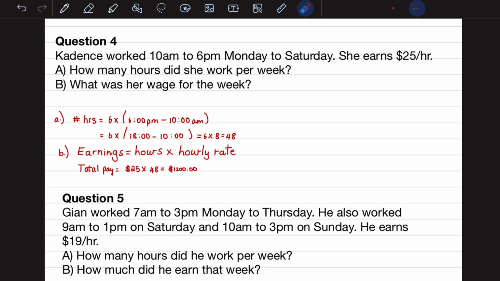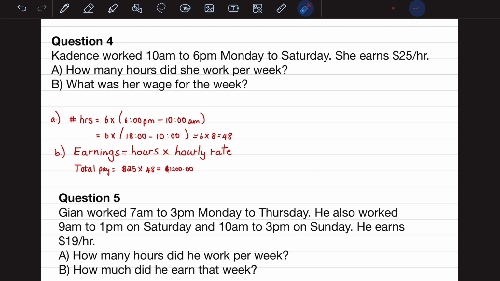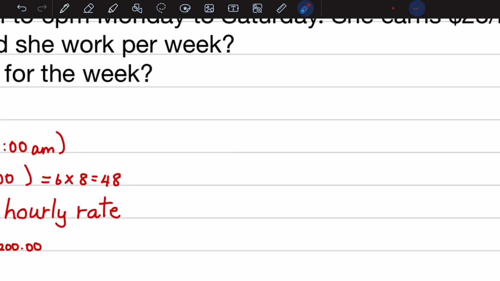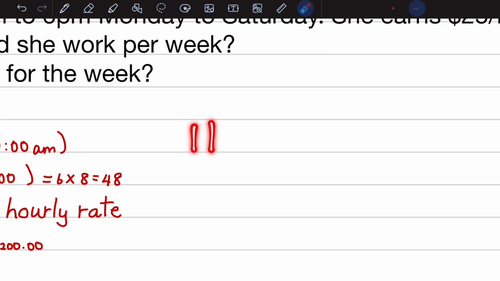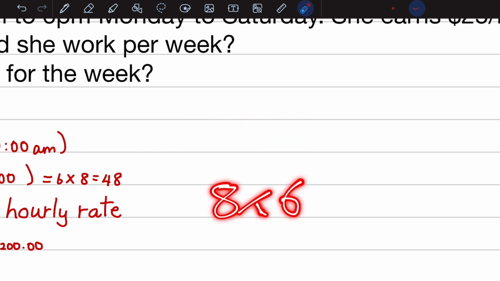All right, question 4. 10 a.m. to 6 p.m. We check that. 10 to 11, 12, 1, 2, 3, 4, 5, 6. That's an 8-hour shift. Monday to Saturday, that's 6 days. So that's 8 times 6.